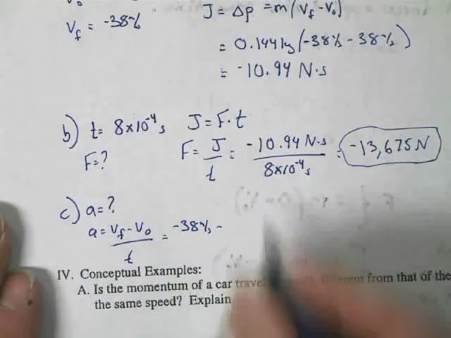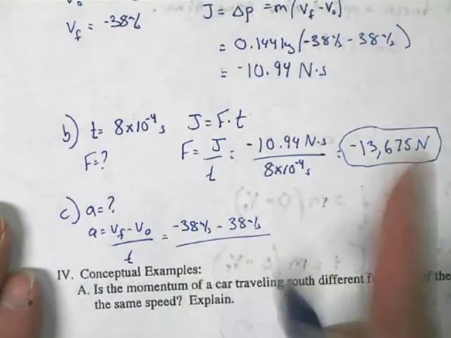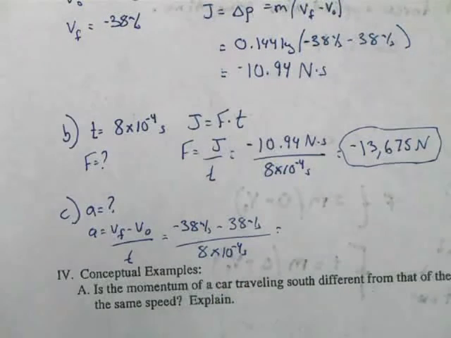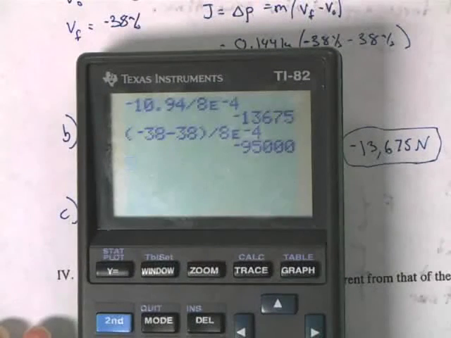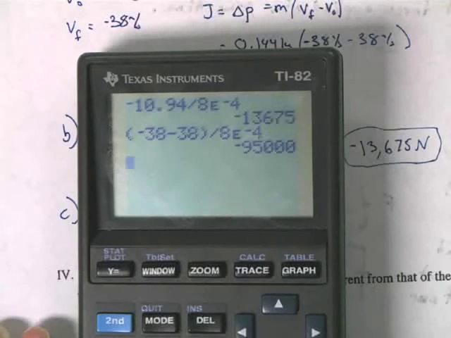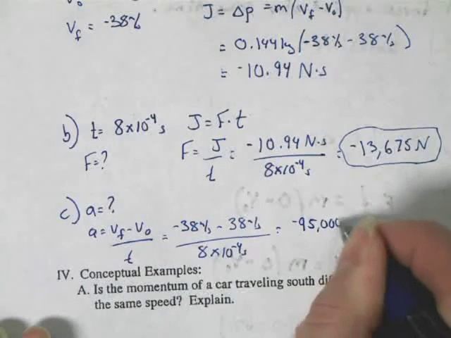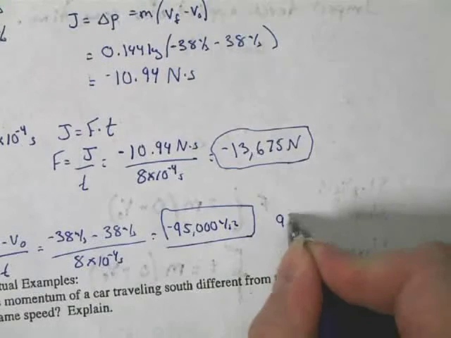Motion equation. How about V final minus V original divided by time? Do we have those givens? Thank you. Yes, we do. V final is a negative 38 meters per second minus V original, which was positive 38 meters per second, divided by the time, which is the small time here, 8 times 10 to the negative 4 seconds. Plug that in your calculator. Let's see what we get. I'm getting about negative 95,000 meters per second squared.